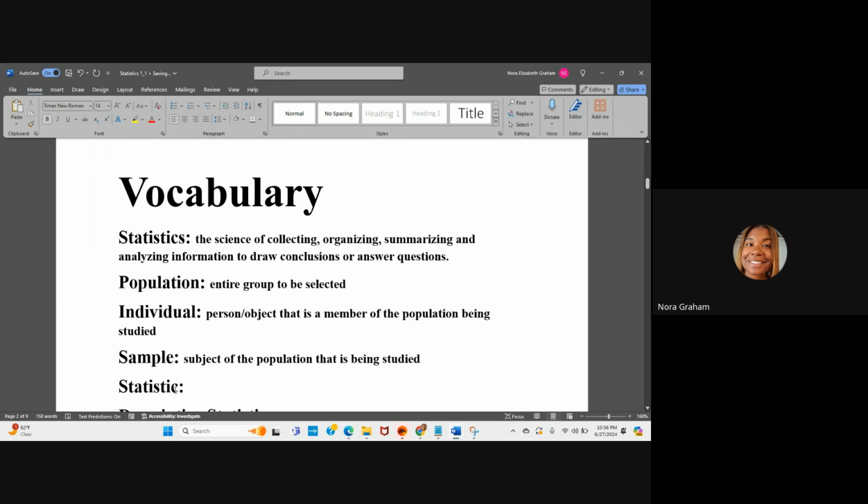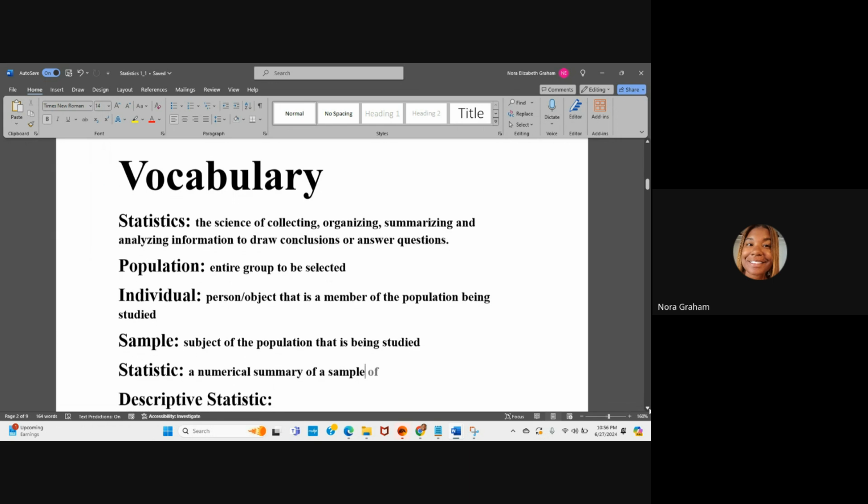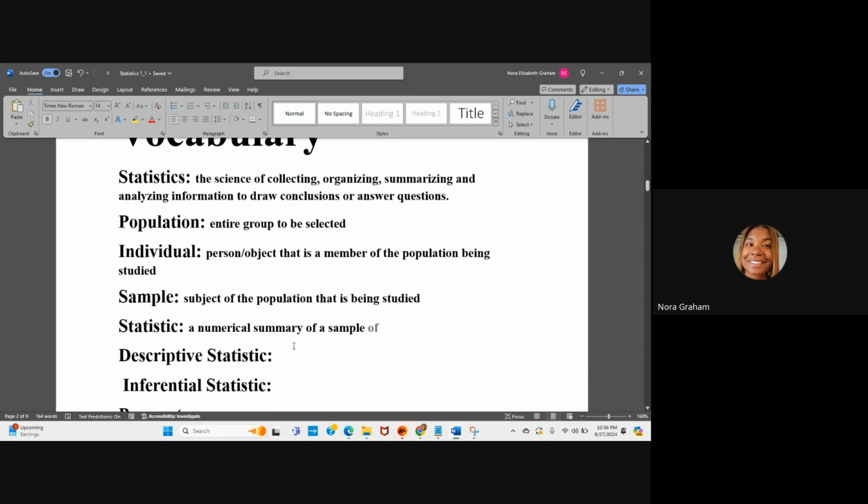Next one is going to be statistic. A statistic is just a numerical summary of a sample. So, for example, you say the statistic is 78% of women in the United States usually wear jeans. That 78% is going to be a statistic, because it's a numerical summary of my sample.